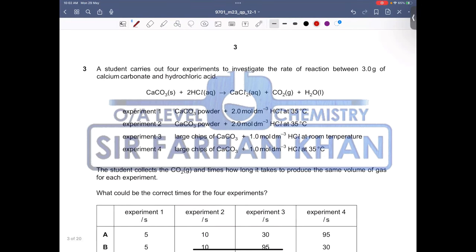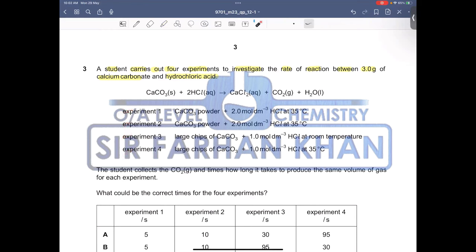In the next question, that is question number 3, a student carries out 4 experiments to investigate the rate of reaction between 3 grams of calcium carbonate and hydrochloric acid. Seems like a little bit tricky. We have 4 different experiments, 1, 2, 3, and 4. And all of them have different situations.